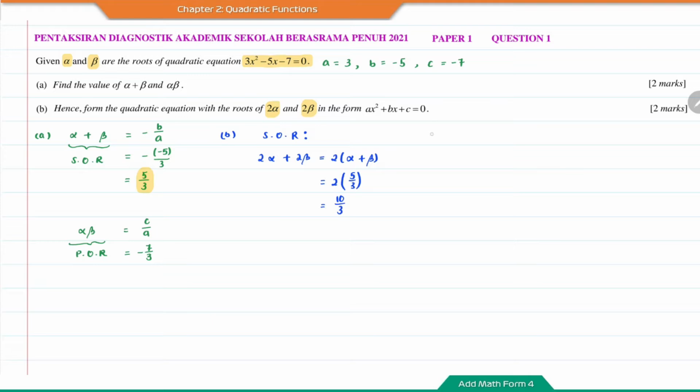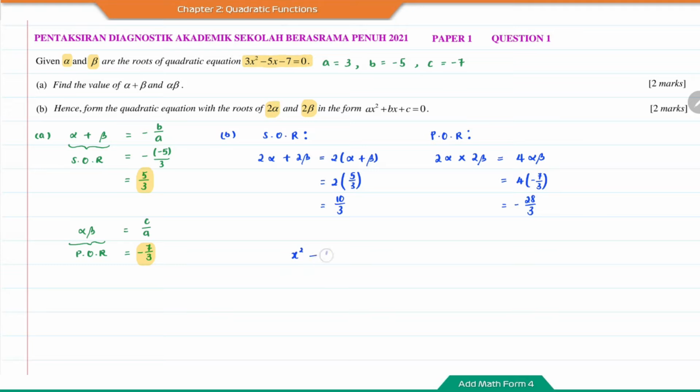Next, we're going to find the product of roots. Here it means 2 alpha times 2 beta. You're going to get 4 alpha beta. From question A, we know that the value of alpha beta is equal to negative 7 over 3. So I'm going to substitute it here, and you're going to have negative 28 over 3. Now we have the sum of roots and the product of roots, so we can form the equation.